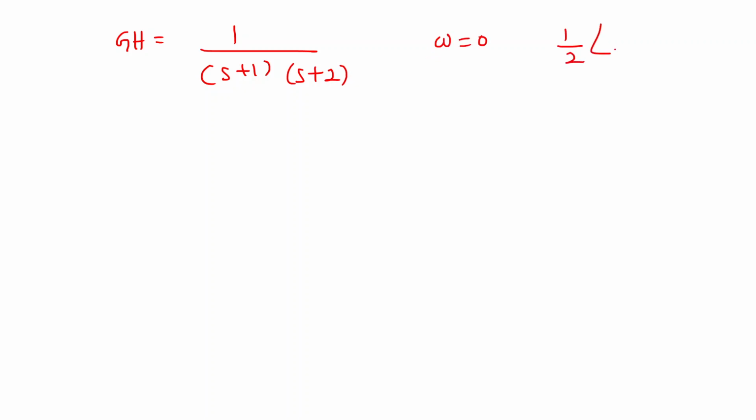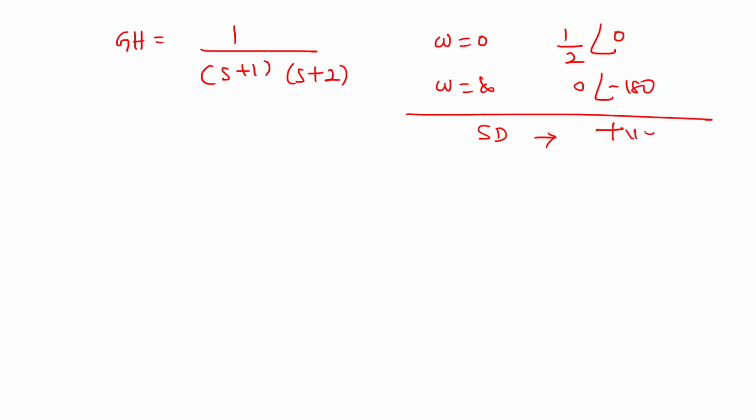If you know this, then I'm writing the equation again: 1 by (s plus 1)(s plus 2). This is the question I have given. I'm doing it faster now. At omega equal to 0, the magnitude is 1 by 2, the angle is 0. At omega equal to infinity, the magnitude will be 0 and the angle will be minus 180. So I am writing here: starting direction is clockwise because the finite pole is near to the origin. The ending direction, this difference is positive, that's why it is again clockwise. Both are clockwise.